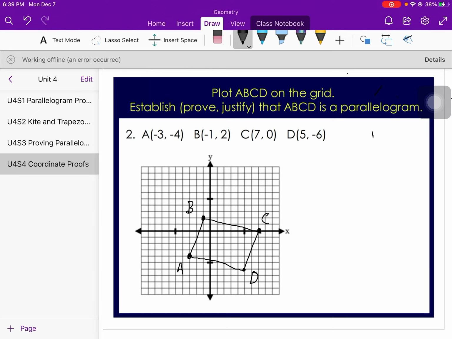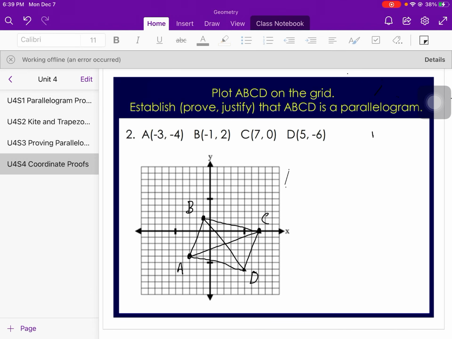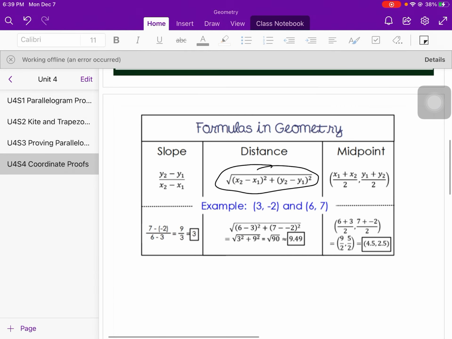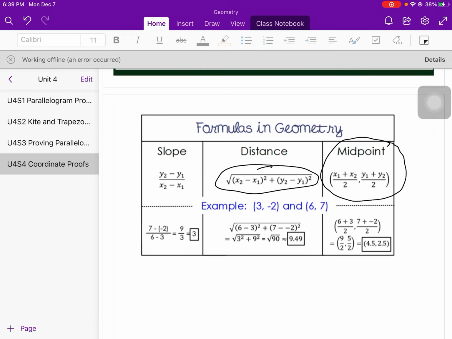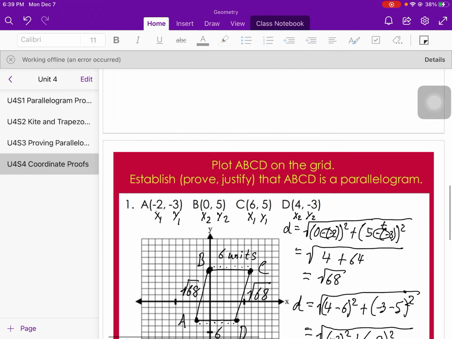Okay? So we want to find the midpoint of the first diagonal, AC, and the midpoint of BD, and we want to justify it mathematically. And we can do that because we have the midpoint formula. Again, this is the one I recommend the most just because it's most convenient and everybody likes the midpoint. You're just adding up your x's dividing by 2, adding up your y's dividing by 2, and that's how you find it.